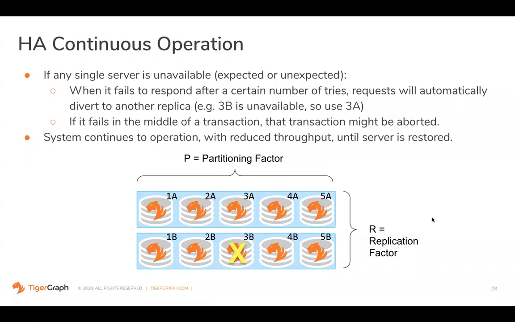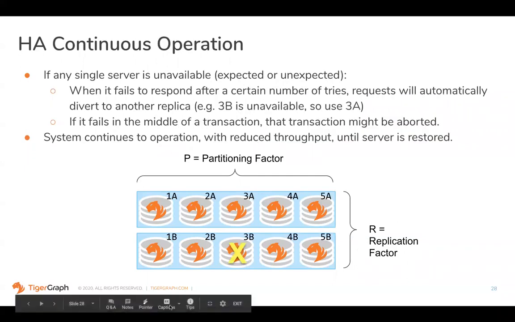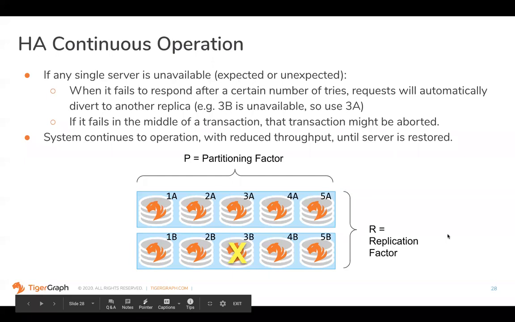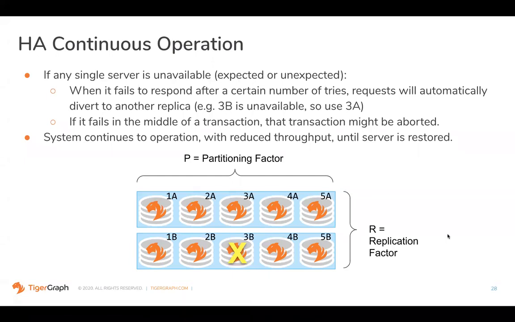So we're designed to provide continuous operation. If any single server goes down, either because you intentionally take it down for service or because of an unexpected failure, the other machines will try to contact it. If it fails to respond after a certain number of tries, the request will automatically divert to another replica. For example, if 3B is unavailable, then the request will shift to 3A.